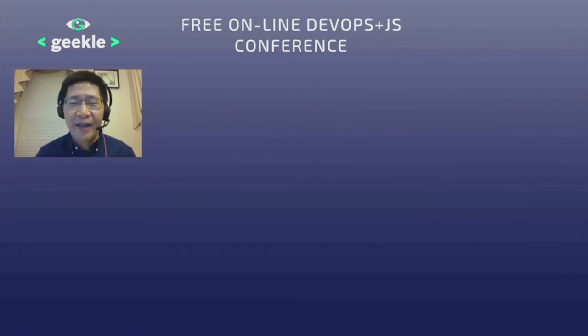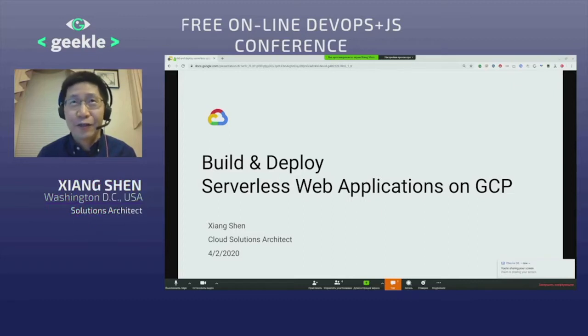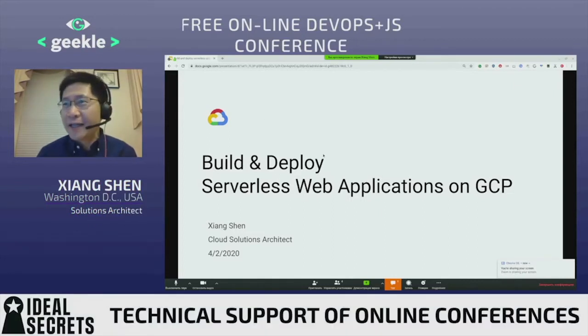My name is Xiang Shen, and I am a solutions architect from Google Cloud. I'm based in the Washington, D.C. area, so I live on the East Coast of the United States. That's very early for me in the morning. All right, let's get started.